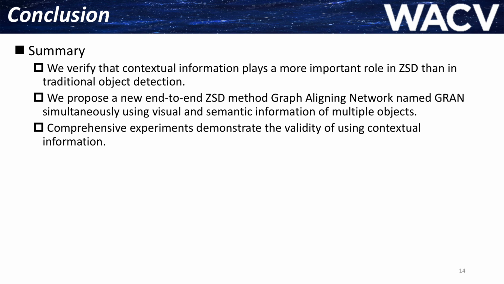In conclusion, we verified that contextual information plays a more important role in ZSD than in traditional object detection, and we propose a graph-aligned network to use contextual information for ZSD. Comprehensive experiments demonstrate the validity of using contextual information.